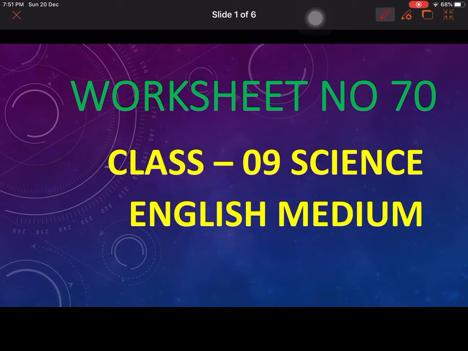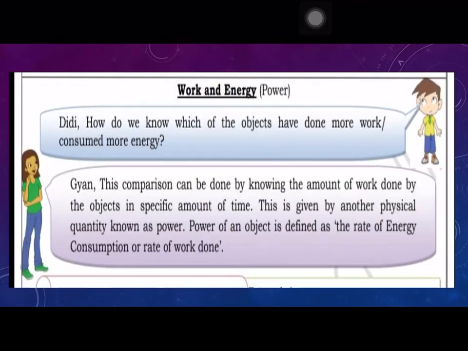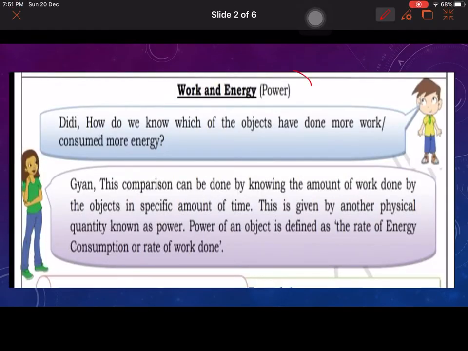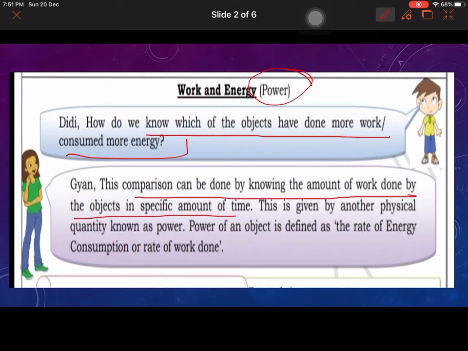As your chapter work and energy is going on, today we'll discuss power. How do we know which of the objects have done more work or consumed more energy? This comparison can be done by knowing the amount of work done by the object in a specific amount of time. This is given by another physical quantity known as power. Power of an object is defined as the rate of energy consumption or rate of work done.